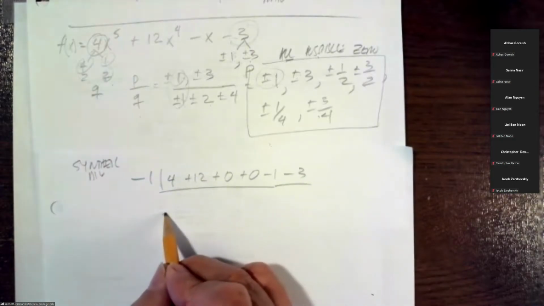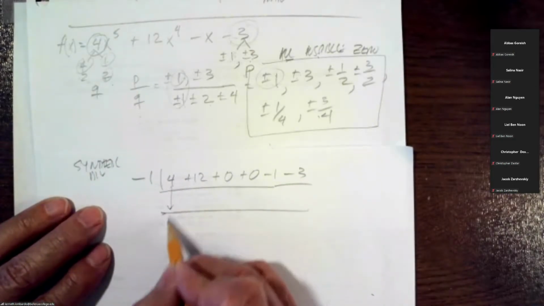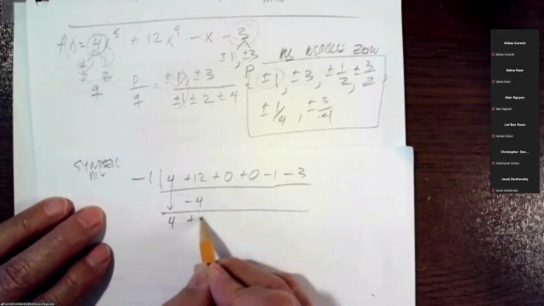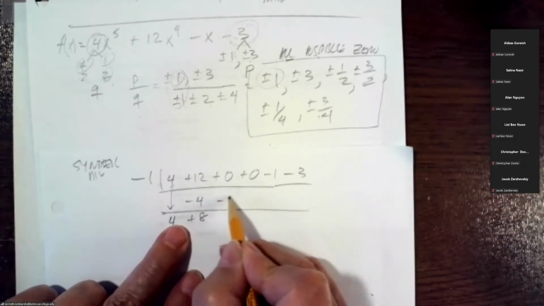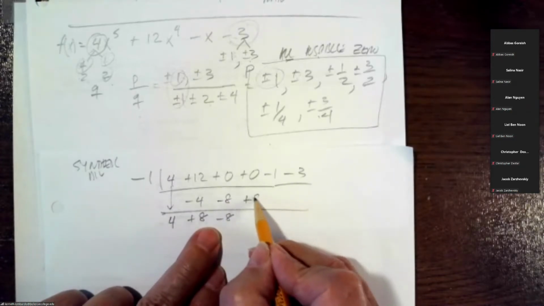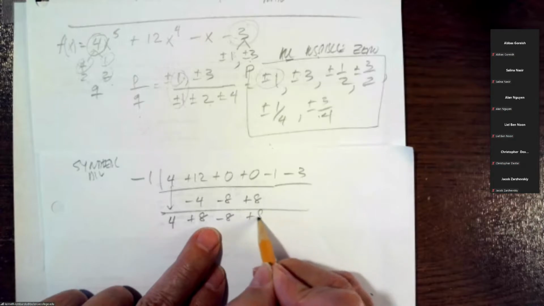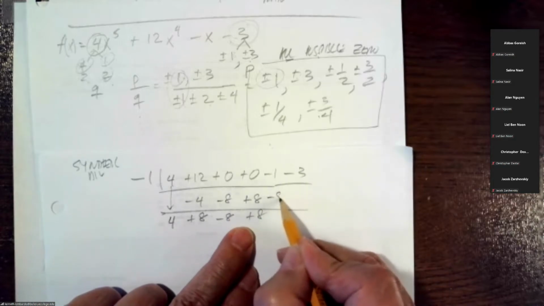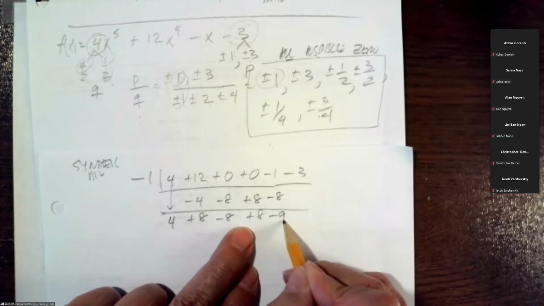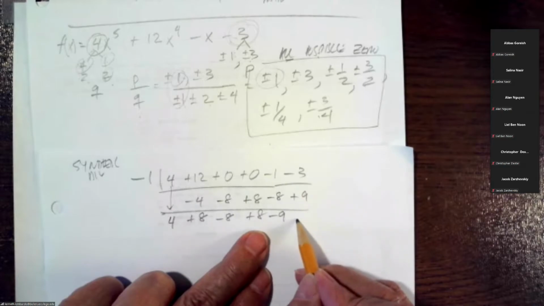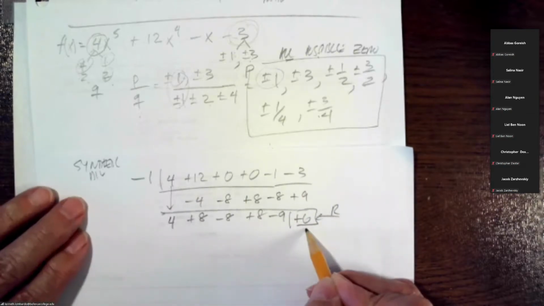So if we divide this here, bring down the 4, negative 4, positive 8, negative 8, negative 8, positive 8, positive 8, negative 8, negative 9, and positive 9, and positive 6. So we have a remainder of 6.